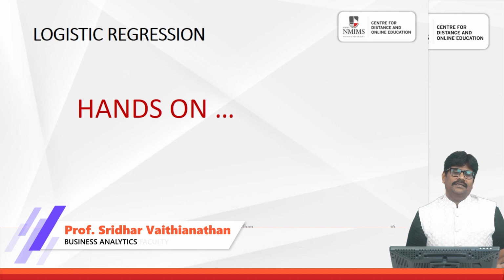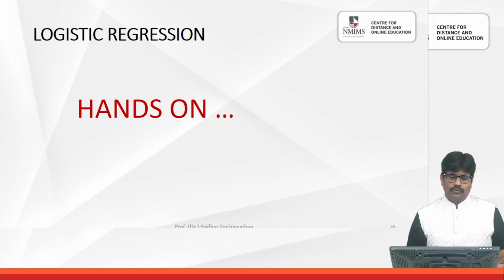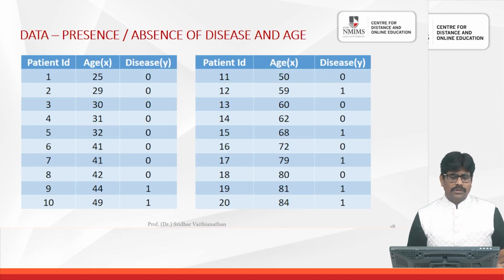Now let us take a simple example of binary logistic regression with one independent variable and then try to understand all the things that we have discussed so far. Let us take healthcare data, the same example that we have used, which is age versus disease. So disease is your dependent variable and age is your independent variable. Age obviously here is a metric variable, and these are all the patient IDs. Disease y equal to 0 represents absence of disease, that is no, and y equal to 1 represents the presence of disease.